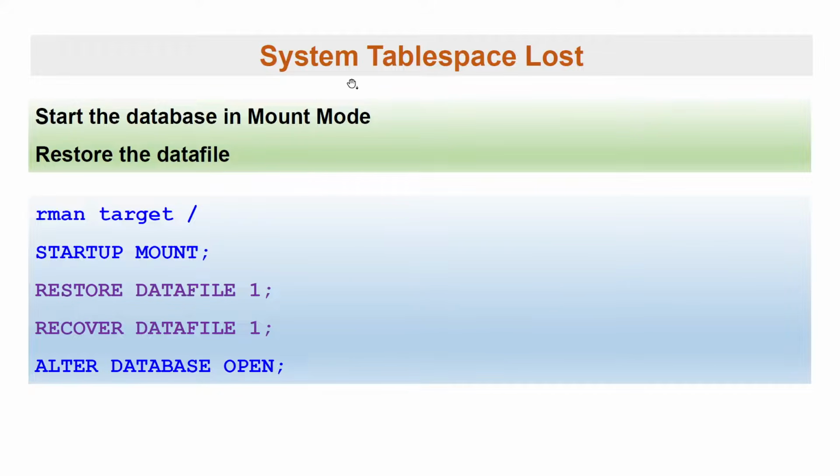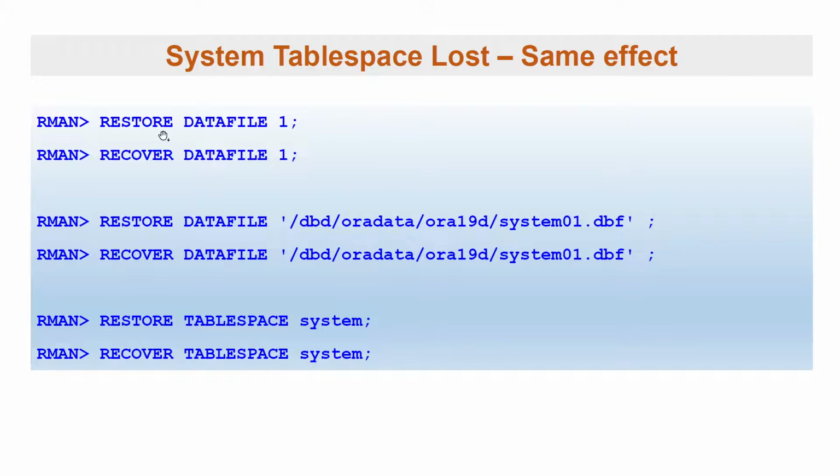If you lost the system tablespace, start the database in mount mode, restore datafile 1, recover datafile 1. This particular command assumes that the first data file is always your system tablespace. If you don't want to do this, you can use restore datafile 1 or recover datafile 1.